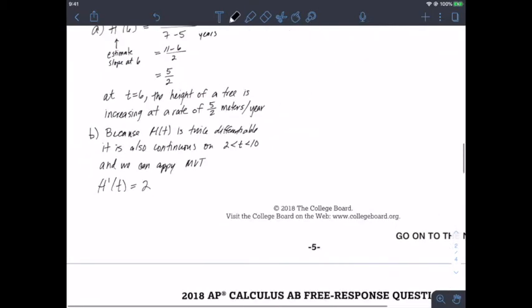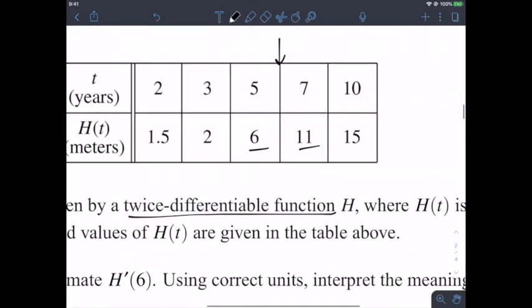So let's go up to the table. We're looking for somewhere where it's 2. Let's see. 1.5 to 2 is only a half increase. We're going up a half, but we're going up 1 in the numerator there. So that doesn't work. 0.5 divided by 1, that's not going to be 2, so that interval won't work. What about from 3 to 5? From 3 to 5, we'd have 6 minus 2, which is 4, over 5 minus 3, which is 2, and that's 2. So right now, the 3 to 5 would work.